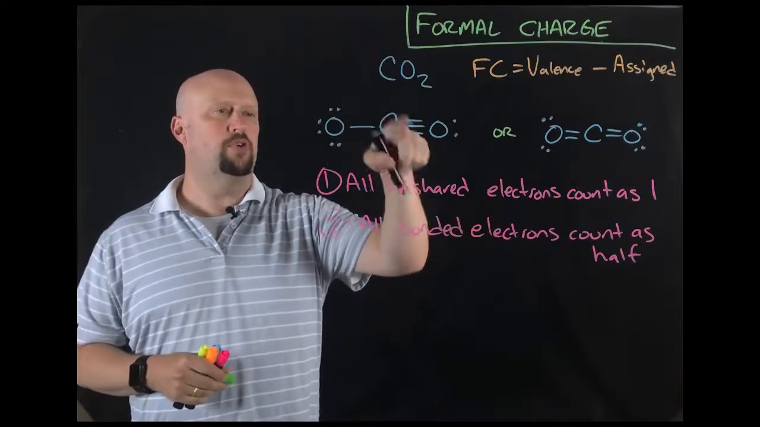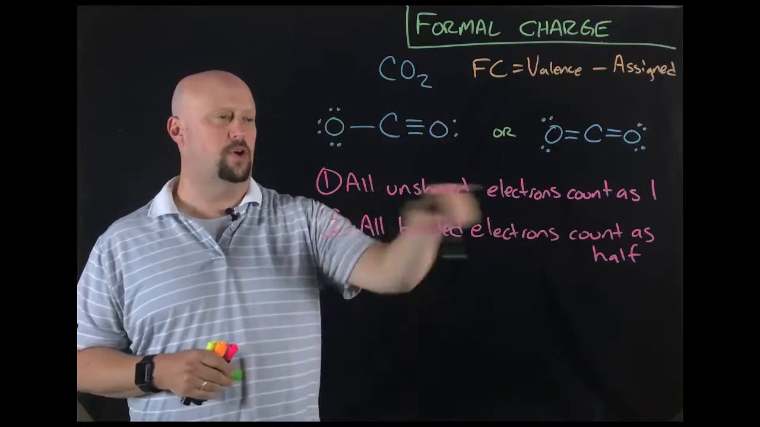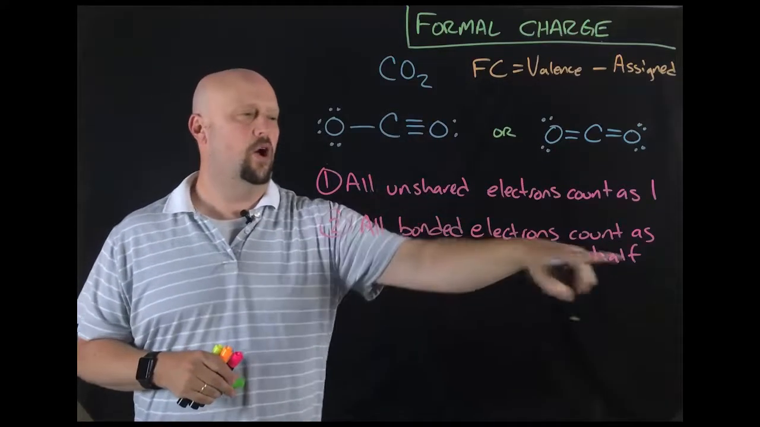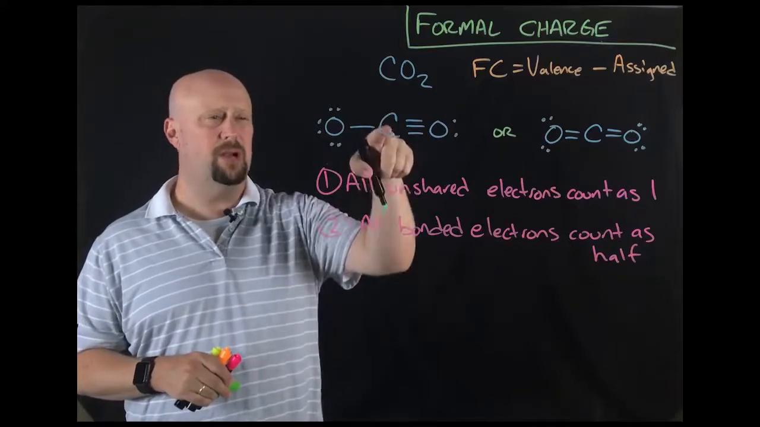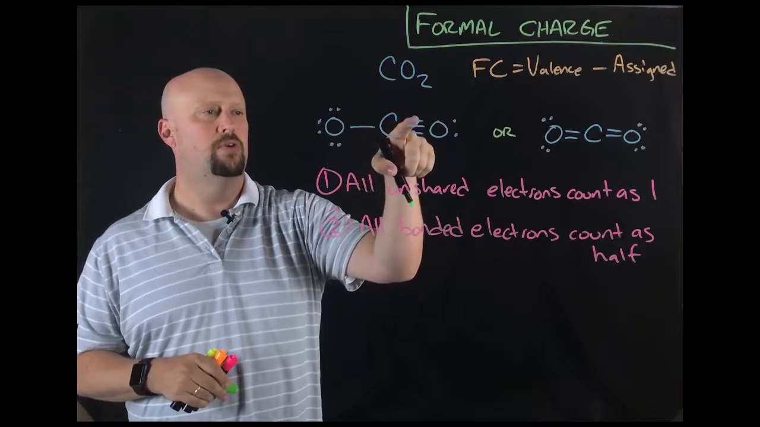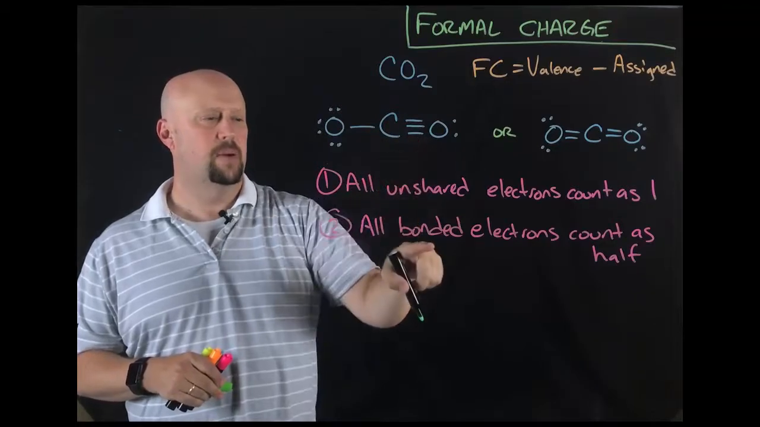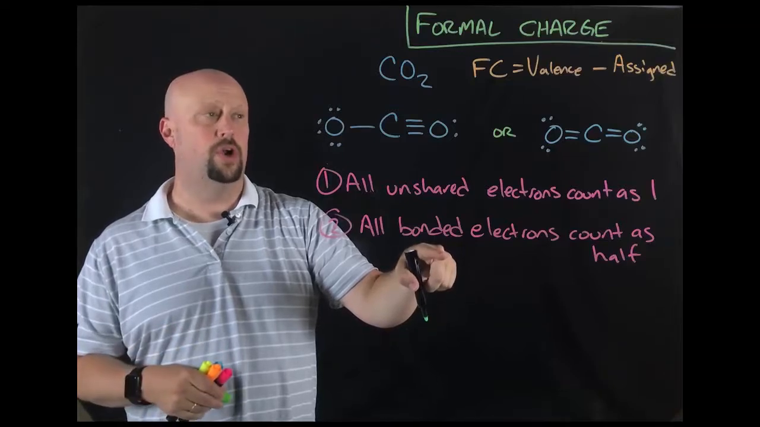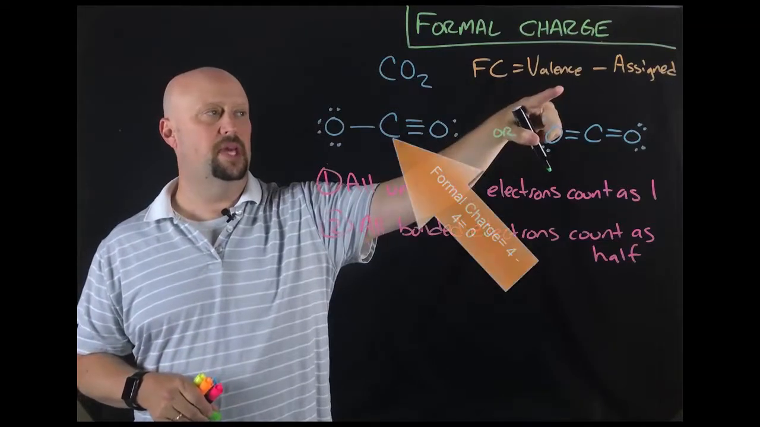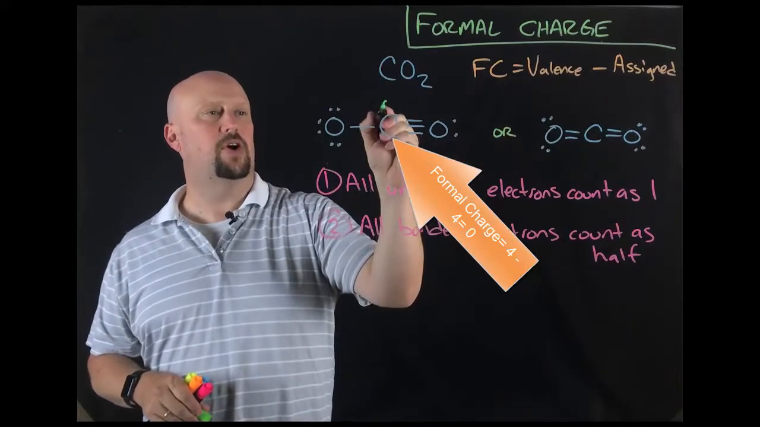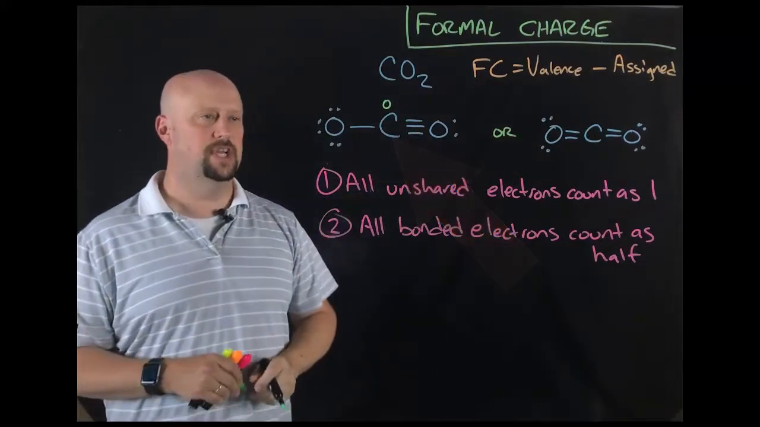So carbon, of course, normally has 4, right? So all unshared electrons count as 1. I don't have any unshared electrons. All bonded electrons count as half. So how many assigned electrons does this carbon have? Well, 2, 4, 6, 8, but those are all bonded, so they count as half. So half of 8 is 4. It had 4 to begin with. I'm subtracting 4, and so that means the carbon has a formal charge of 0.